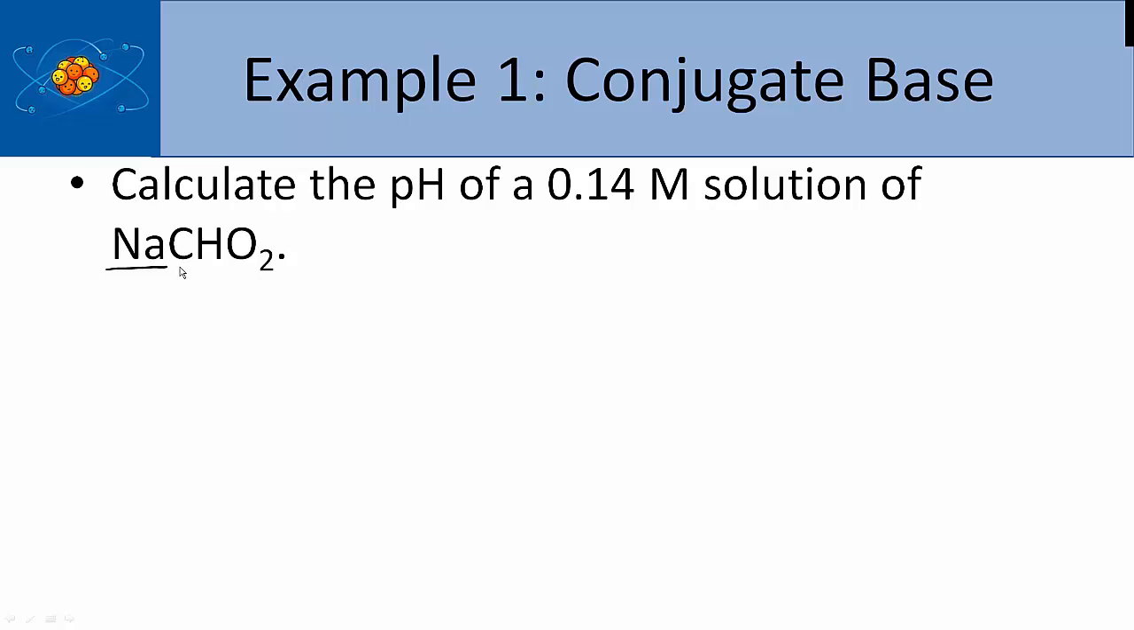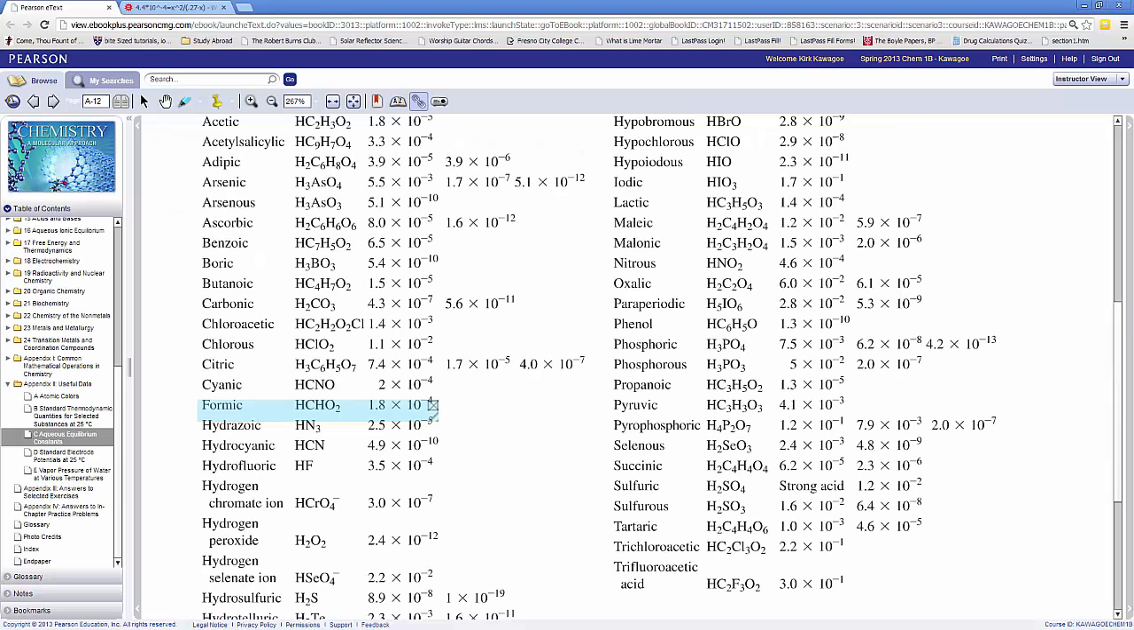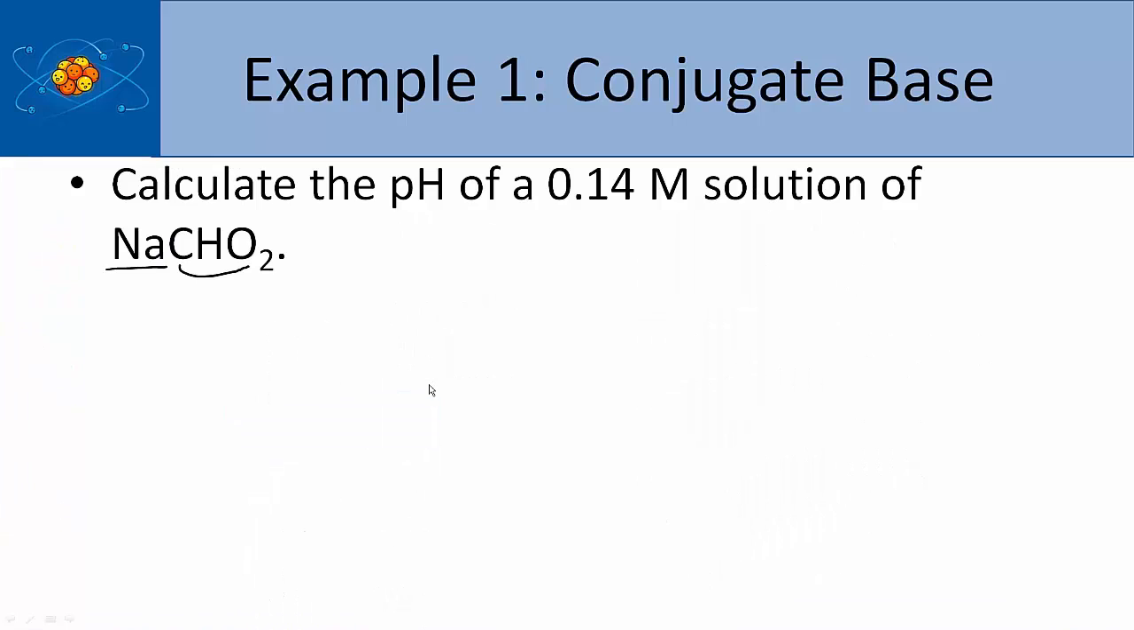So now what you're going to do is go to your tables and look for the CHO2 minus ion. And if you look in the back of the textbook, what you find is that formic acid is HCHO2 with a Ka value of 1.8 times 10 to the minus fourth. So going back to our problem, we know that Ka is 1.8 times 10 to the minus 4.